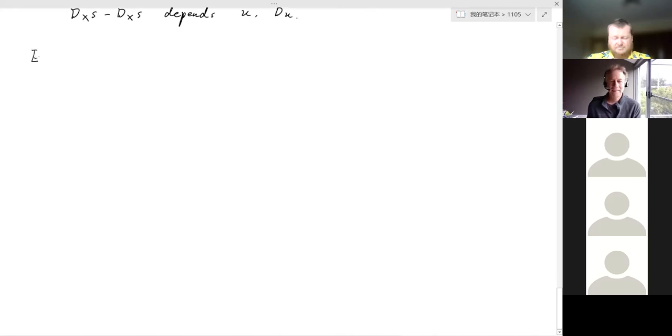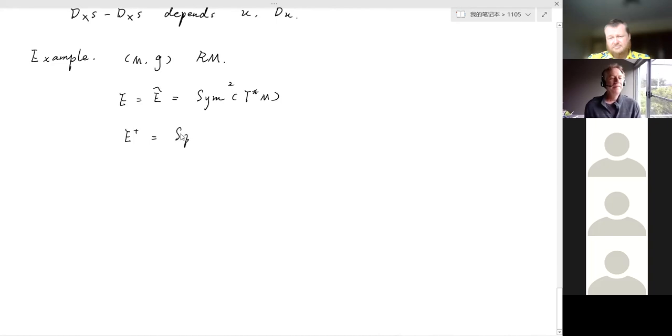Now we give an important example, which is to apply the above theory to our Ricci flow. And here we let M, g also be a Riemannian manifold. And here we let E and E hat be the symmetric two tensors. E plus is the positive, of course, open subset of E. And now we define P to be the map of Ricci curvature. And then we want to show that the Ricci curvature is not an elliptic operator.